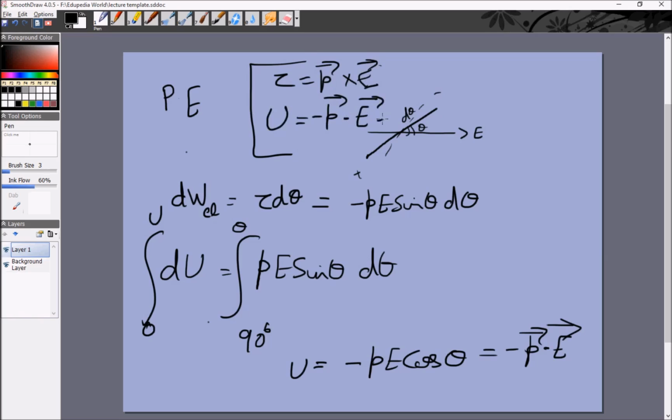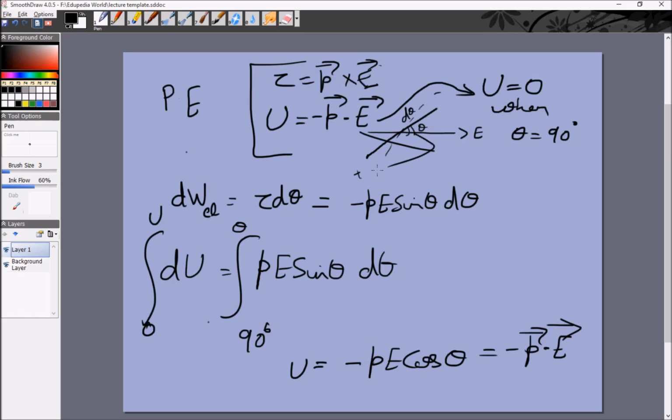Again, the moment you talk of potential energy, the reference point needs to be given. So this is the formula assuming U is equal to 0 when theta is equal to 90 degrees. That means theta equal to 90 degrees is the maximum energy. If we take that to be 0, every energy will be smaller than that. And we see that it is minimum when P is parallel to E. So electric fields have a tendency to rotate the dipole parallel to them.